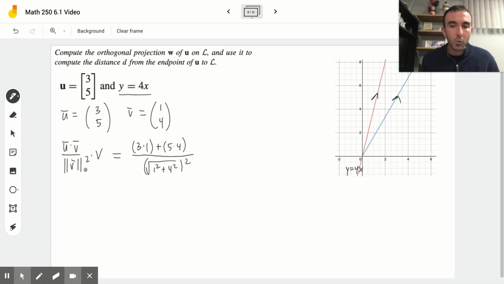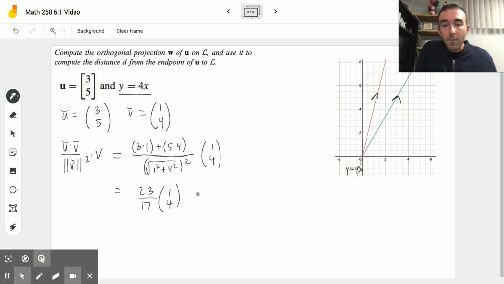That's what the norm of V squared is, so technically you don't even need the square root and the square, they just cancel one another out. And then I recopy vector V after it like this, so I would get 1, 4. If I clean this up with numbers, then I get 3 plus 20, which is 23. And then on the bottom, I get 1 plus 16, that's 17. And like I said, the square and the square root cancel out. So I got 23/17 multiplied by 1, 4.